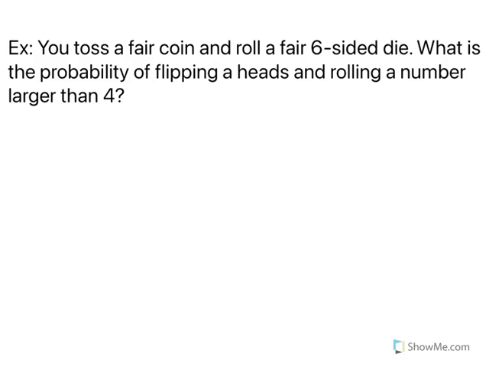You toss a fair coin and roll a fair six-sided die. What is the probability of flipping a heads and rolling a number larger than 4? Now, are these events independent? I guess you could flip the coin and it could hit the die and that would impact one. But in general, if you just flip a coin and roll a die, one has no effect on the other. So these are independent events because one does not impact the other.